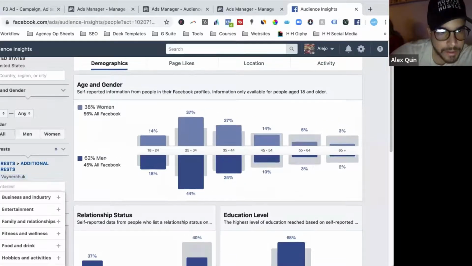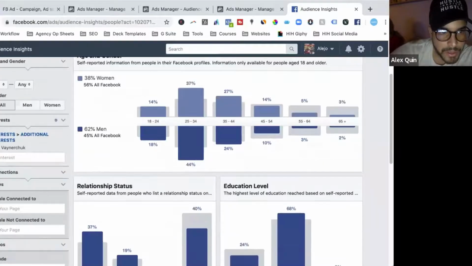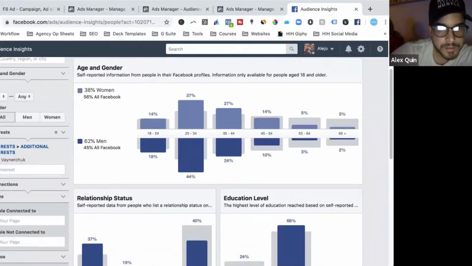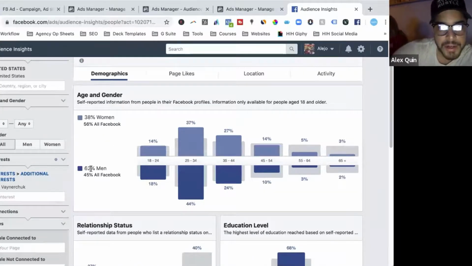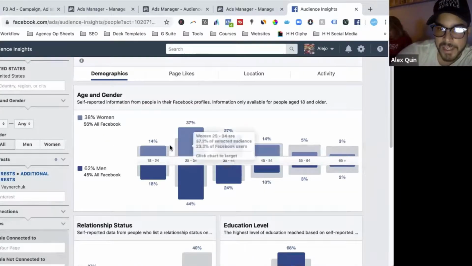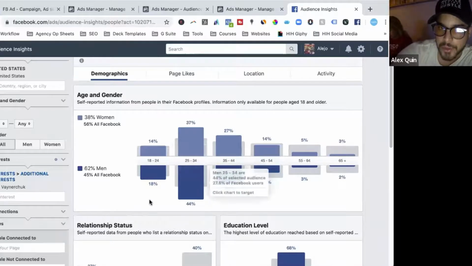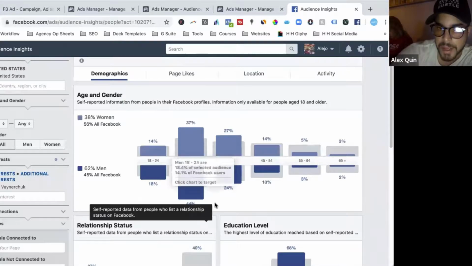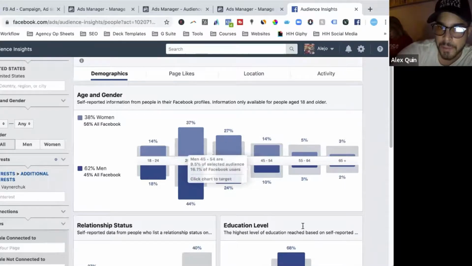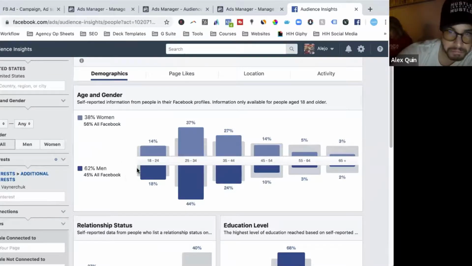You type in Gary Vaynerchuk here. We all know who he is, hoping that we all do. Okay, so here we have all the data that Facebook and Instagram have on people that like or engage with Gary Vaynerchuk. 38% are women, 62% are men. The majority of people are 25 to 34. And he also has a big audience in 35 to 44 and a nice chunk on the younger side.